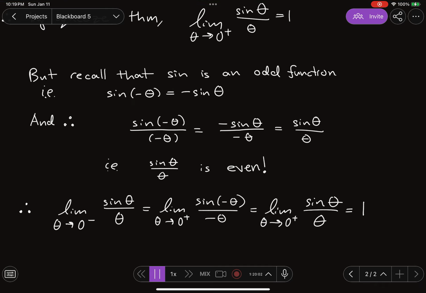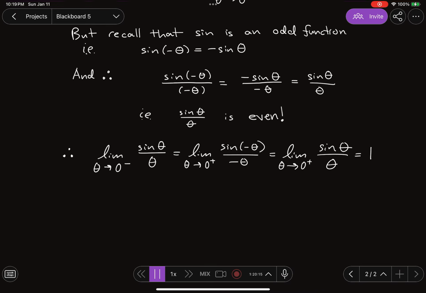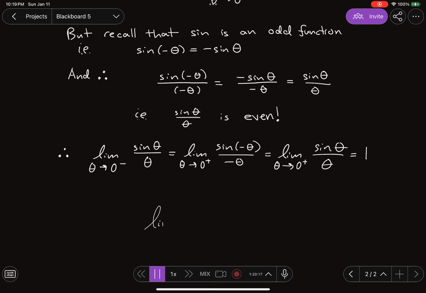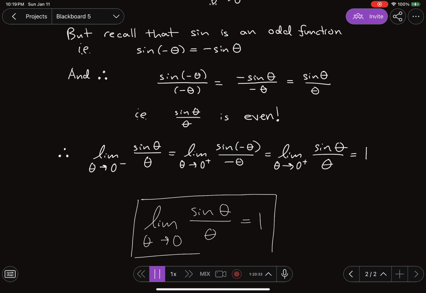So look at both sides. We just showed that the limit from the right is equal to 1, and we also know that the limit from the left is equal to 1. If both limits agree, then you can say conclusively that the limit as theta approaches 0, without any superscript, of sine of theta divided by theta is equal to 1. This is a famous result, and we all have to know this by heart. It should be second nature to notice that the limit as theta approaches 0 of sine of theta divided by theta is equal to 1.